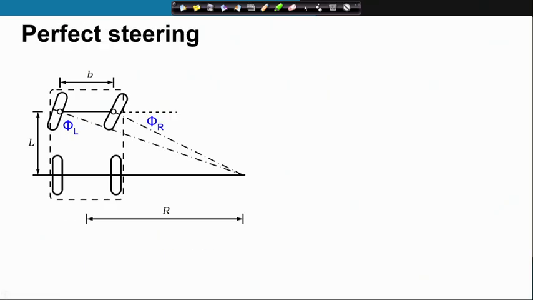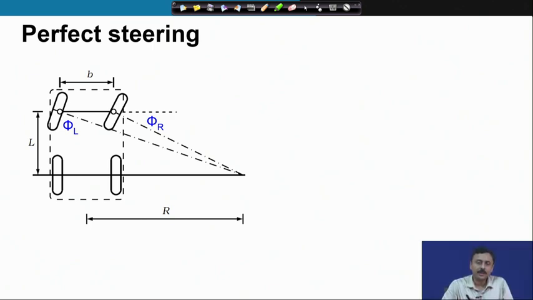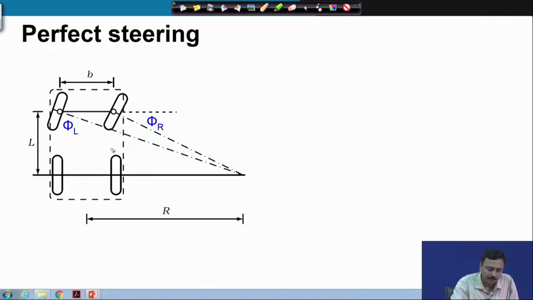Let me first discuss what is perfect steering. You know, whenever a rigid body is in motion in a plane, you can think of the motion as an instantaneous rotation about a point. If that be so, this is the plan view of a four wheeled vehicle. These are the rear wheels and the front wheels are steered.